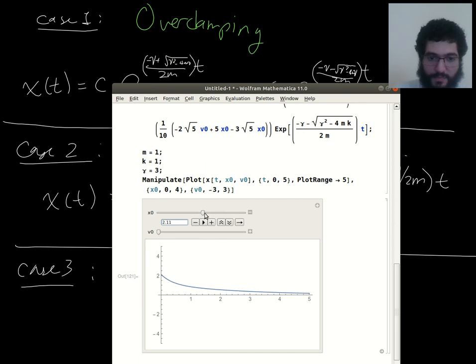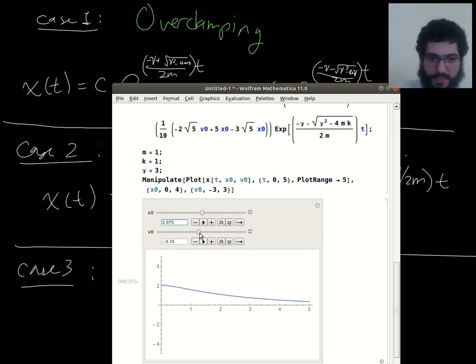So dragging this basically just drags this handle up and down from 0 up to 4. The initial velocity, this is like the slope. Right now it's set to -3. Let's set it to 0. That's like releasing from rest. And these are the different things you can have. It's kind of fun.